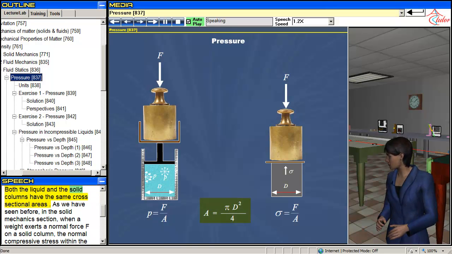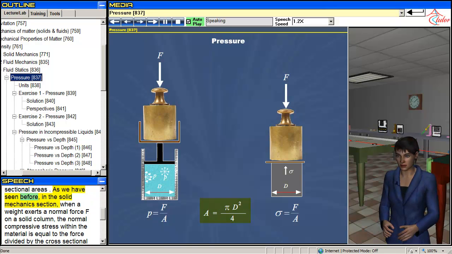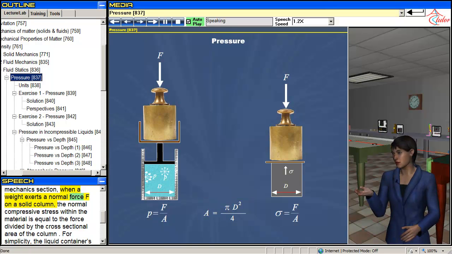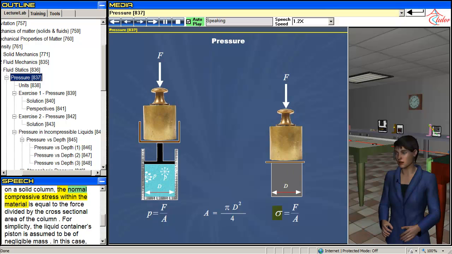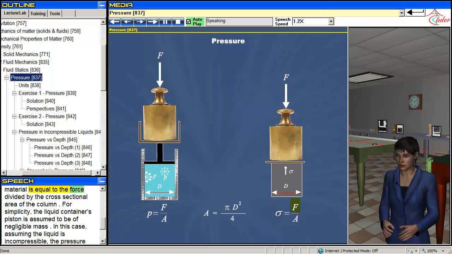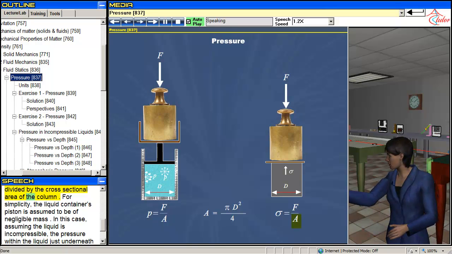Both the liquid and the solid columns have the same cross-sectional areas. As we have seen before, in the solid mechanics section, when a weight exerts a normal force F on a solid column, the normal compressive stress within the material is equal to the force divided by the cross-sectional area of the column.